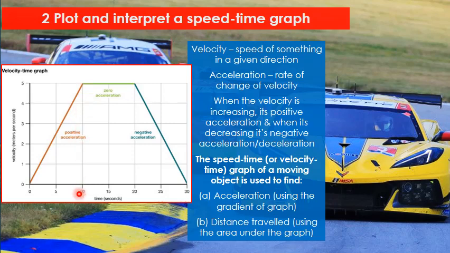If we calculate the gradient, remember we talked about gradient when we did the distance time graph, y2 minus y1 over x2 minus x1. If you didn't get that, please go to the previous video on motion. If we calculate that gradient, you will find the acceleration, the rate of change of velocity, how much speed was being added per unit time.